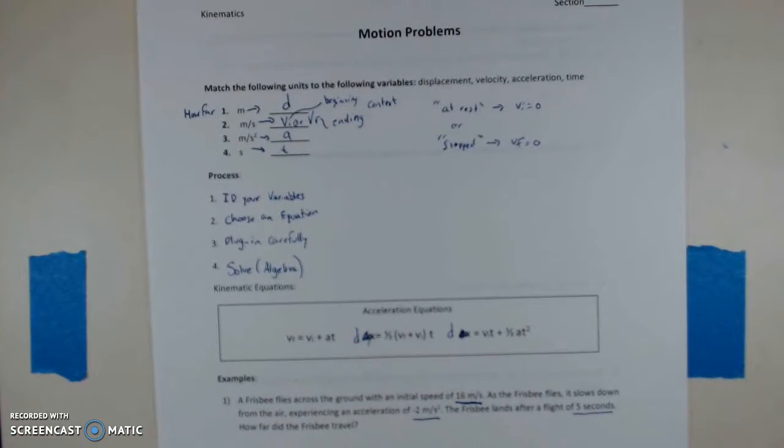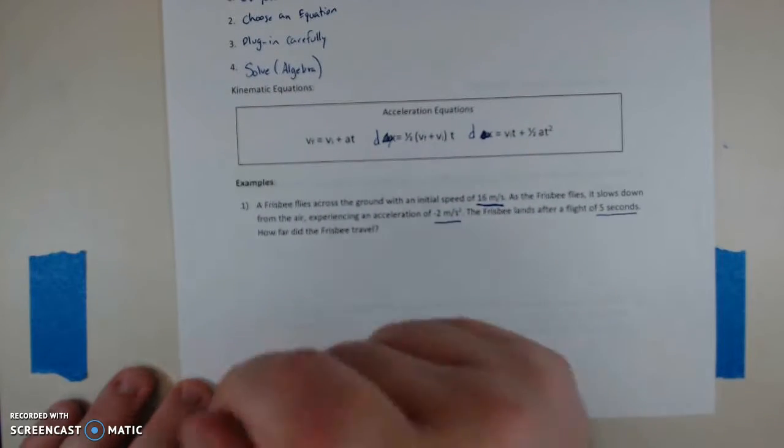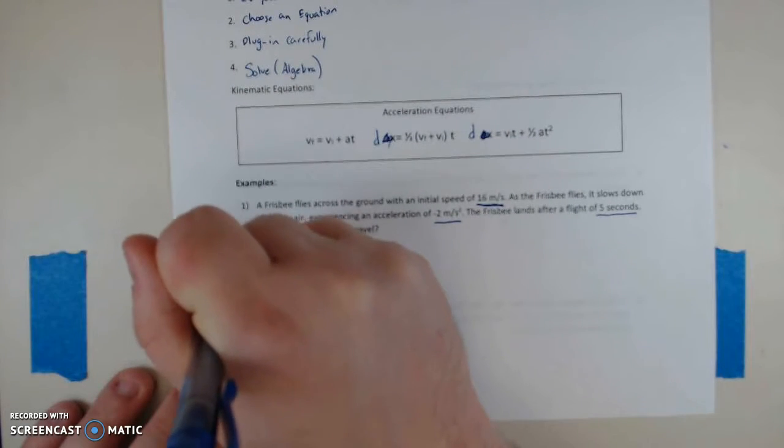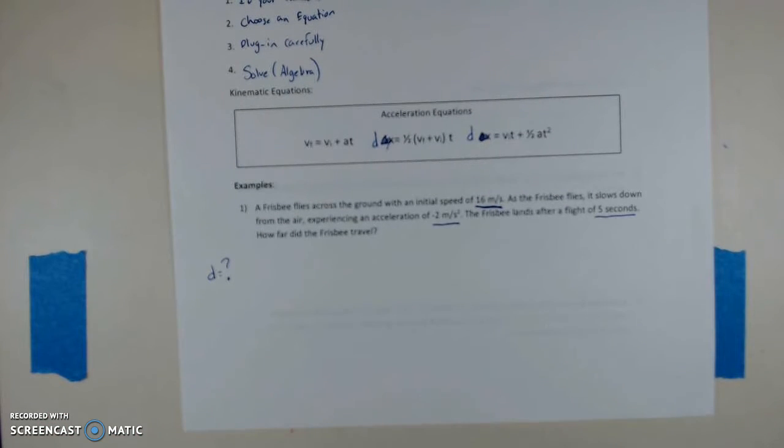So when we are solving for something, if you see "how far," it usually is asking for distance. So what I'm going to do first off is just write down what we are looking for, which in this case is distance. And then I'm going to circle back around to these other numbers I have underlined.